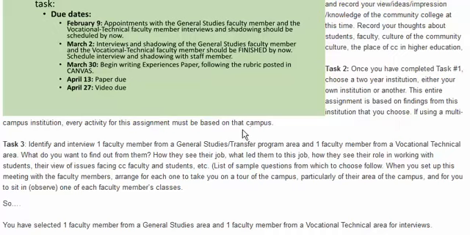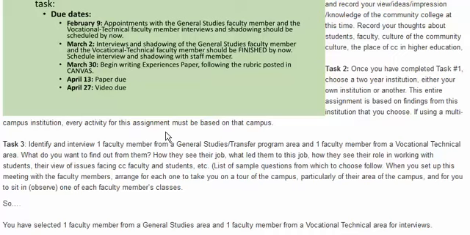All right, task 3. You will identify and interview one faculty member from the general studies or transfer program area. That would be more on the academic side of the house. Philosophy, English, music, math, sciences. And you'll interview one faculty member from a vocational technical area. Vocational technical would include truck driving, welding, carpentry, anything along those lines.